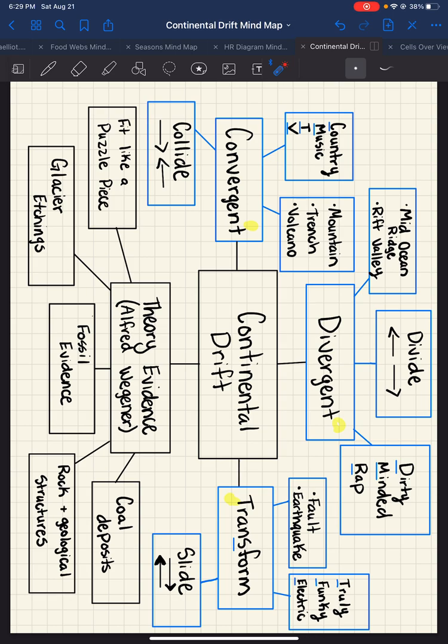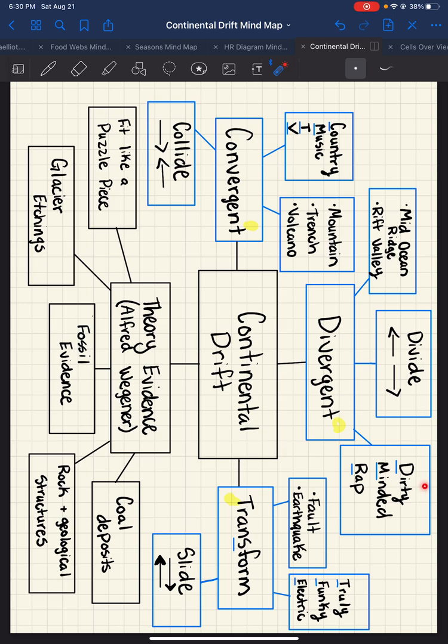The next boundary we have is divergent. This means that the plate boundaries are moving away from each other, so they are dividing. Divergent starts with DI, and so does divide. Divergent boundaries produce certain landforms, which are mid-ocean ridges and rift valleys.